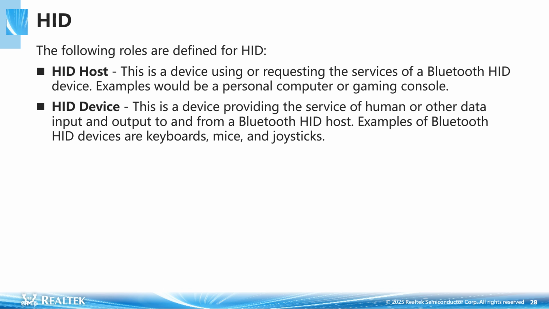The following roles are defined for HID. HID host. This is a device using or requesting the services of a Bluetooth HID device. Examples would be a personal computer or gaming console. HID device. This is a device providing the service of human or other data input and output to and from a Bluetooth HID host. Examples of Bluetooth HID devices are keyboards, mice, and joysticks.